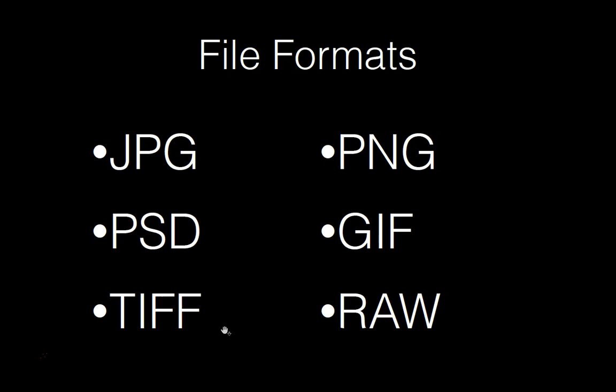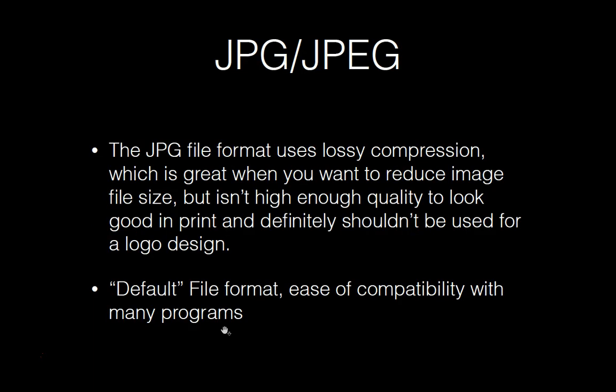There are going to be several different file formats we'll be using in this class: JPEG, PSD, TIFF, and other ones you might want to be aware of are PNG, GIF, and RAW. A JPEG is going to be the most common file format we're going to use. It uses lossy compression, which is great when we want to reduce file sizes. It isn't high enough quality to look good in print. However, sometimes we do print on JPEGs and it will work just fine.